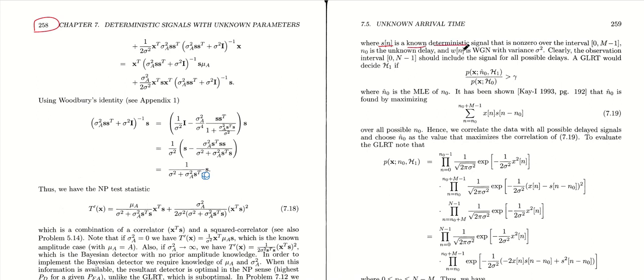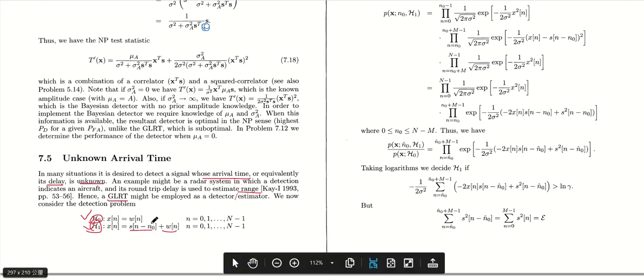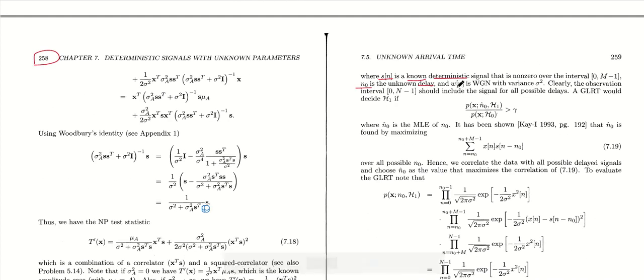Remember that whenever we talk about detection problems, we always have to be aware of the signal model, whether it's a random signal or a deterministic signal. It's over the interval 0 to N minus 1. N0 is the unknown delay. So let's go back again. This N0 is the unknown delay, this is a known signal, noise, and this is the unknown delay. And Wn is WGN with variance sigma squared.